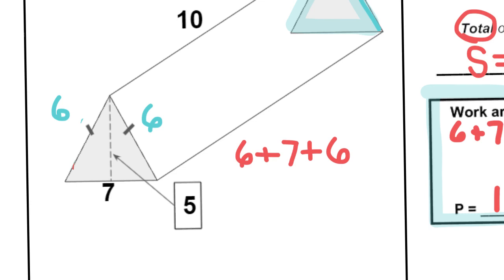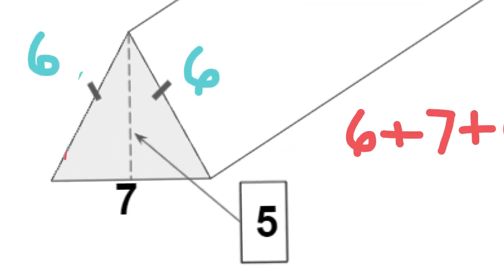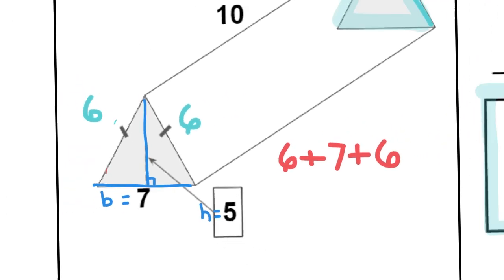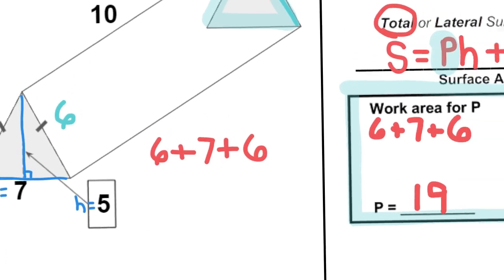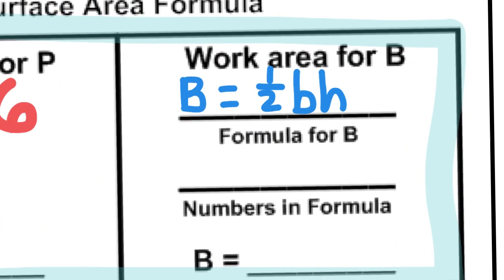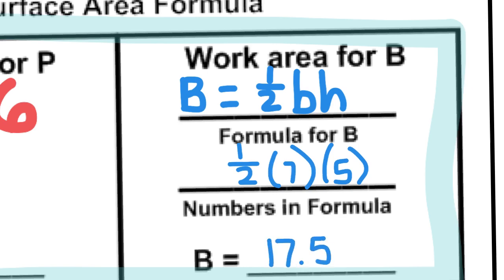So we're looking for two sides that are perpendicular. We see this line right here is perpendicular to this side right here. That means the base of the triangle is 7 and the height of the triangle is 5. So we substitute those into our formula: 1/2 times 7 times 5, and we find that the area of the base is 17.5.